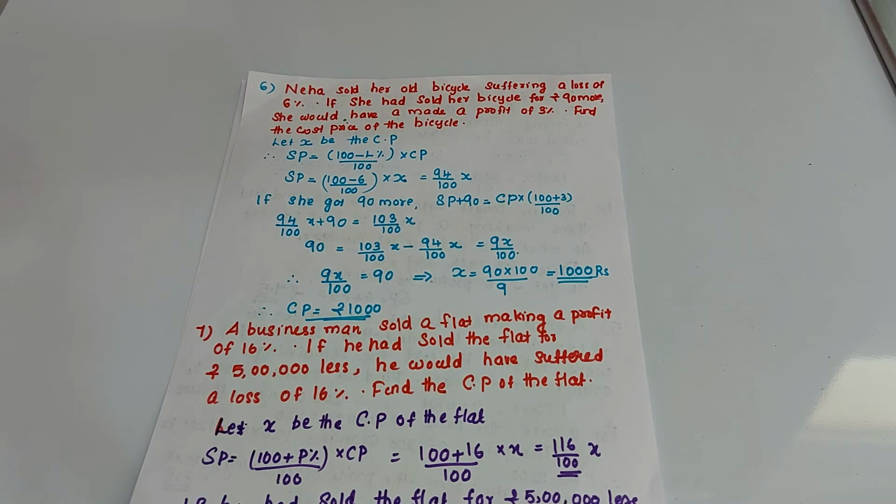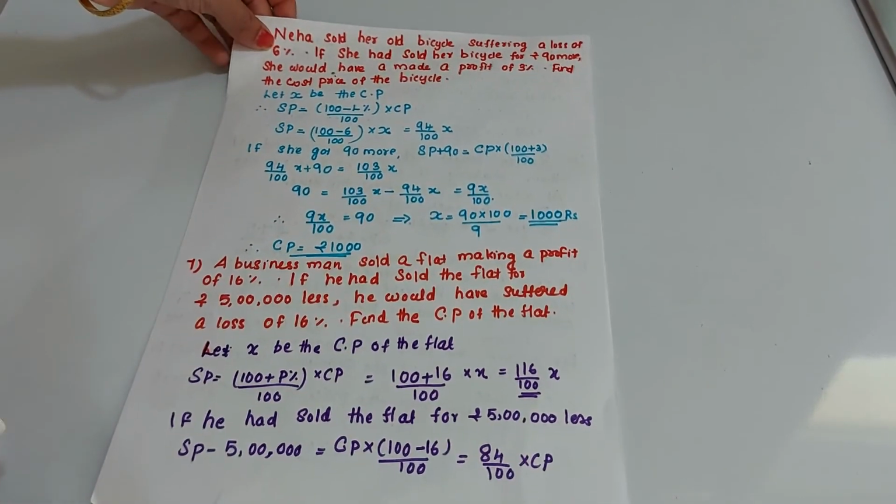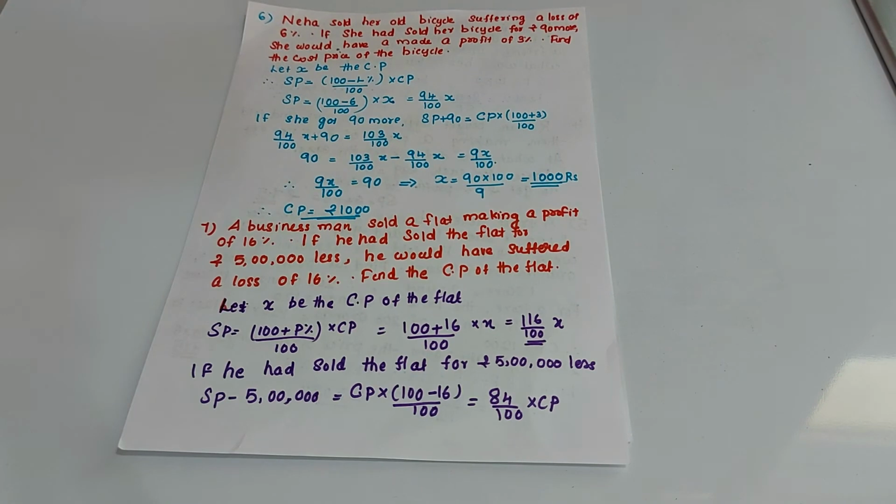Okay, next one. A businessman sold a flat making a profit of 16%. If he had sold the flat for rupees 5 lakh less, he would have suffered a loss of 16%. Find the cost price of the flat. So here the businessman got a profit of 16%, but if he had sold the flat for rupees 5 lakh less, he would have suffered a loss of 16%.